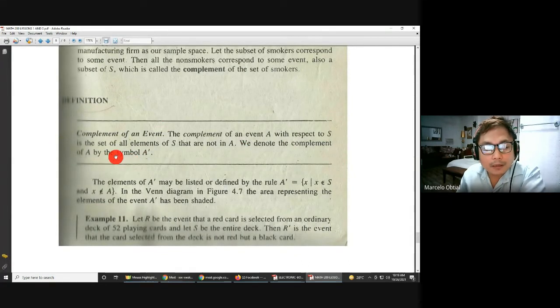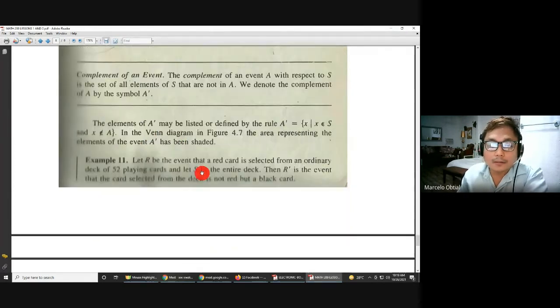It means, what elements can you find in S that you cannot find in A? Again, what elements do you see in S but not in A? So in short, you just need to cross out or cancel the elements that are in A. Whatever is left is its complement. Okay? So, example.